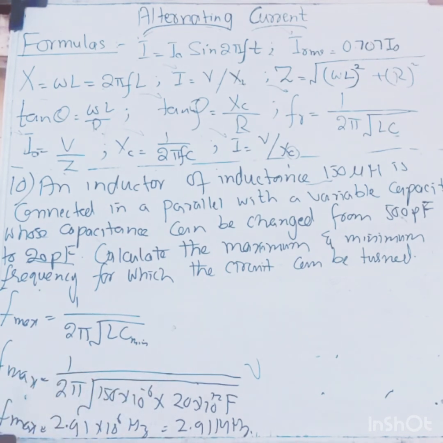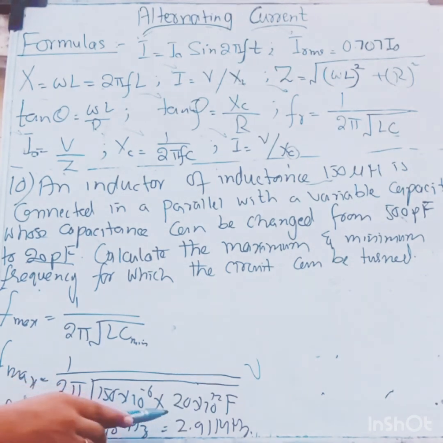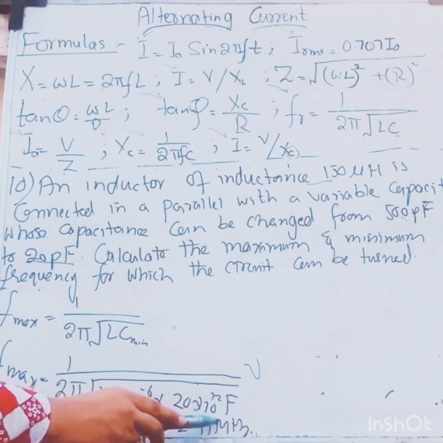Guys, simplification of this step is easy. Still, if you have any confusion, just write your problem in the comment section. I will illustrate it to you. So that is F maximum, which is 2.91 megahertz.